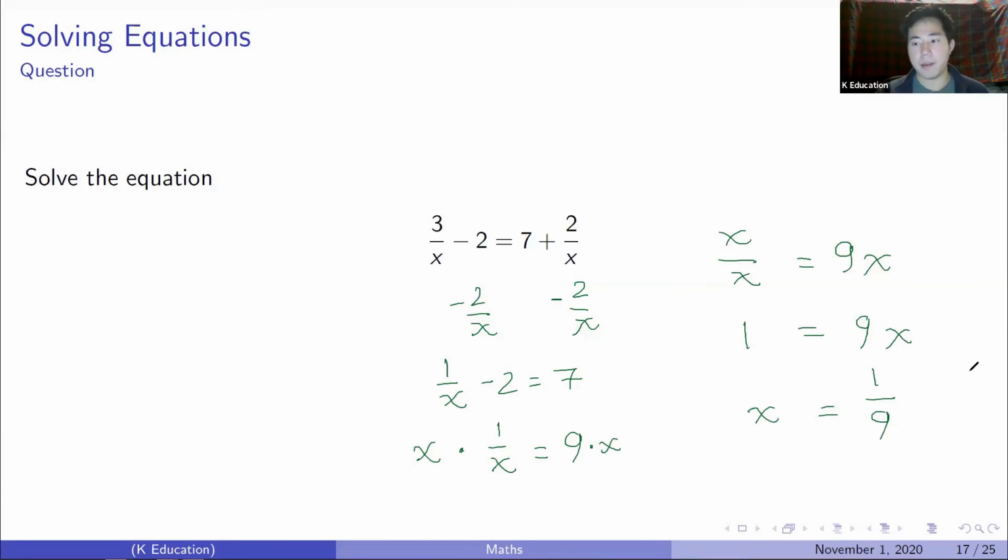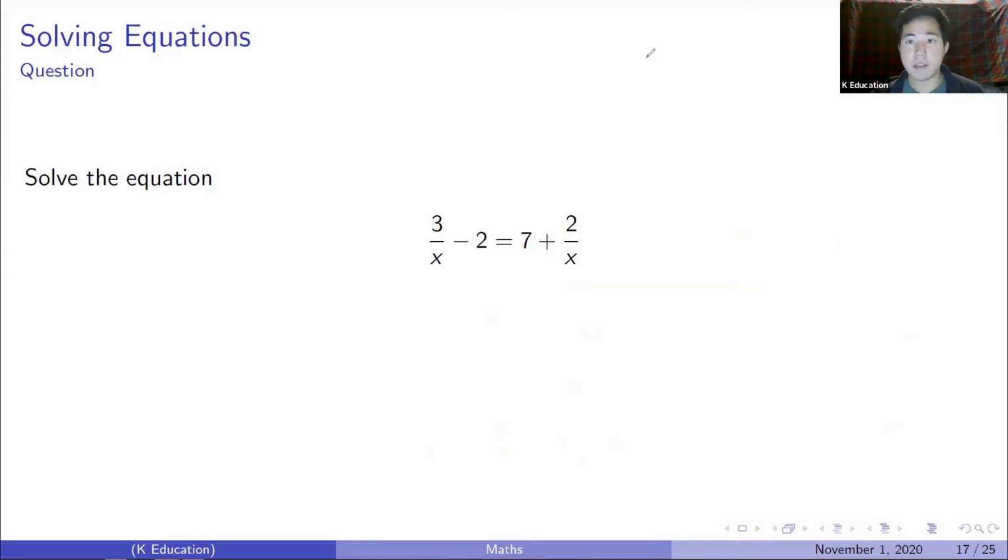So those are just some examples of how to solve equations. Even when it looks a bit messy, you can still do it.